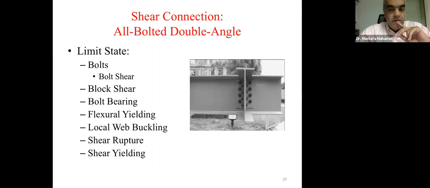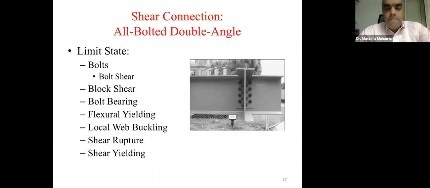And we will talk about the tables that cover the design of these types of connections. And we will talk about what's covered in the tables and what's not covered in the tables. This is very important because many people just take the capacities from the table, but the tables do not cover all the limit states. So we have to make sure that we are aware of that, and we check the additional limit states that are not given or covered by the tables.